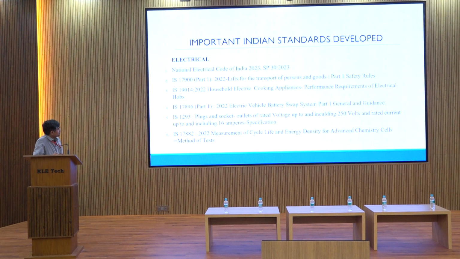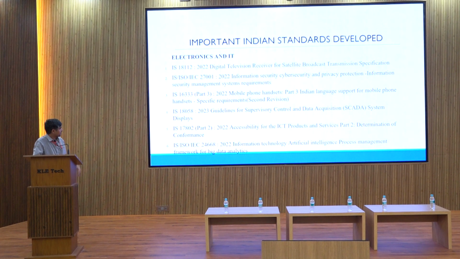IS 17900 for lifts of transports was recently published. 19014 for household electric cooking appliances performance requirements. 17896 for vehicle battery swap system. 1293 plugs and sockets, an existing standard that was revised. All the plugs and sockets have to comply with this. This is under mandatory certification as well. Then measurement of cycle life and energy density for advanced chemistry cells, 17882, was recently published.